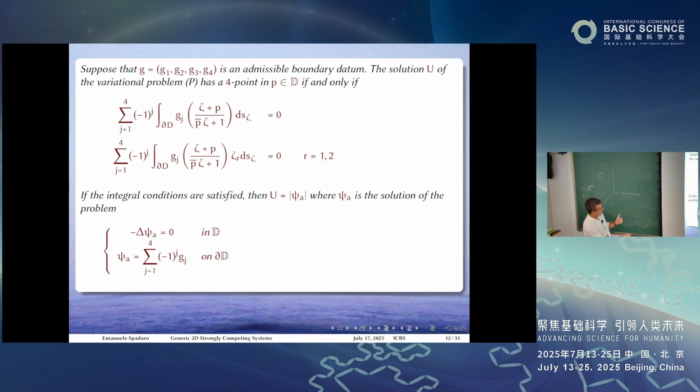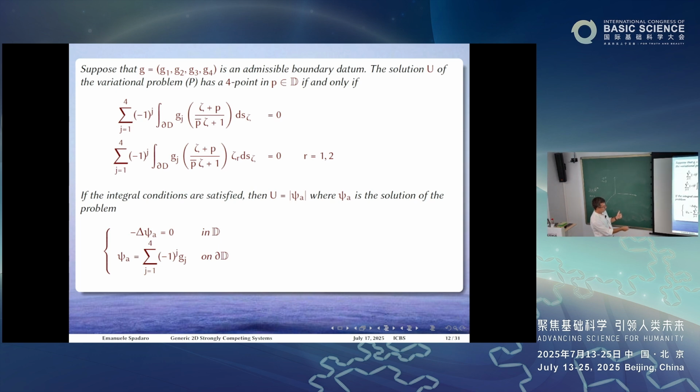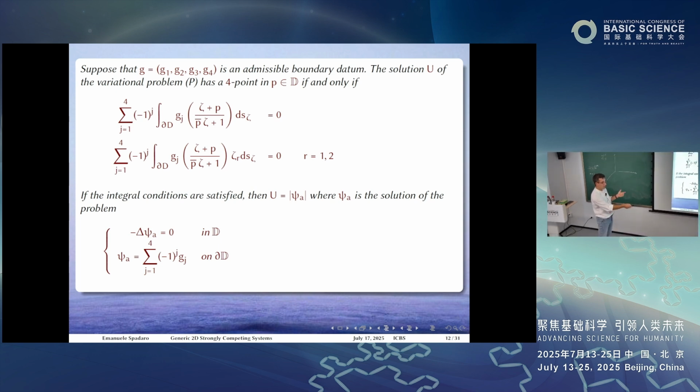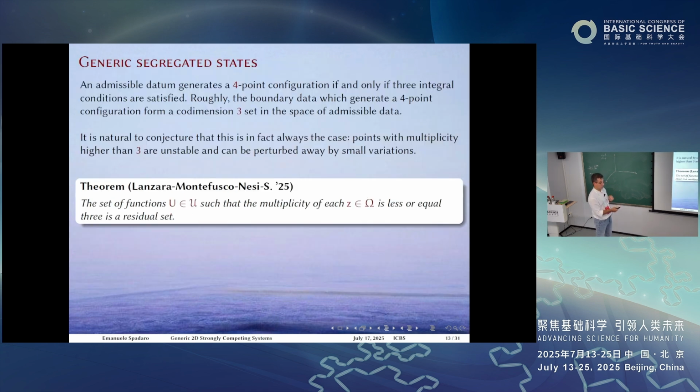And your solution indeed is the modulus of a harmonic function, which is the one obtained by changing the sign alternatively to the boundary value. So in some sense, what they noticed is that the 4 point is unstable. And that's what you expect, that higher multiplicity points should be unstable. And that's our question. If it is true that, as for the 4 points, solutions having any multiplicity bigger than 3 points are not stable under perturbation.